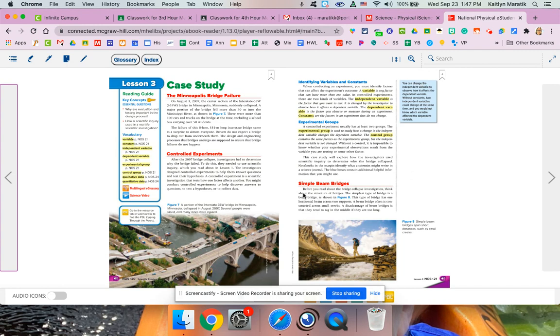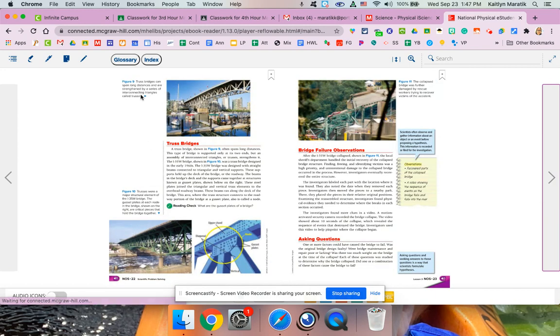So, simple beam bridges. Before you read about the bridge collapse investigation, think about the structure of bridges. The simplest type of bridge is a beam bridge, as shown in Figure 8 below. This type of bridge has one horizontal beam across two supports. A beam bridge often is constructed across small creeks. A disadvantage of a beam bridge is that they tend to sag in the middle if they're too long.